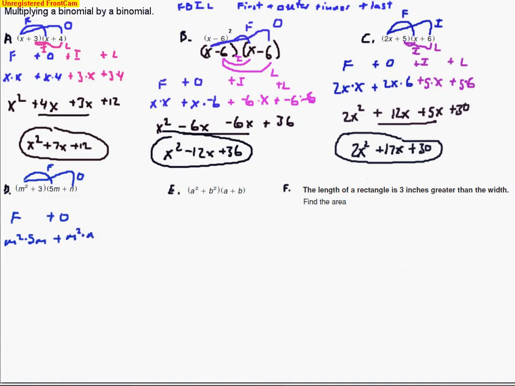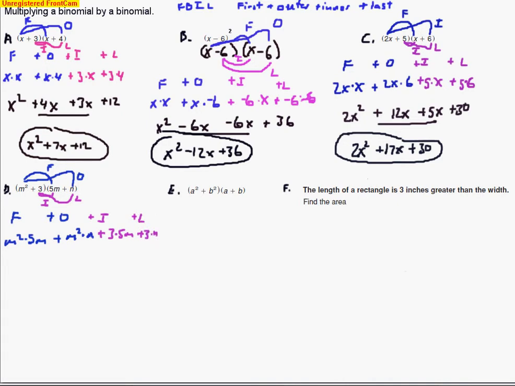Well, once we've multiplied the m squared by both, then we move on to the 3. So we do 3 times m. And that gives us our inside terms. And that would be a plus 3 times 5m. Then we multiply the 3 by the n. Those are the last terms. So plus our last terms, and that would end up being 3 times n.